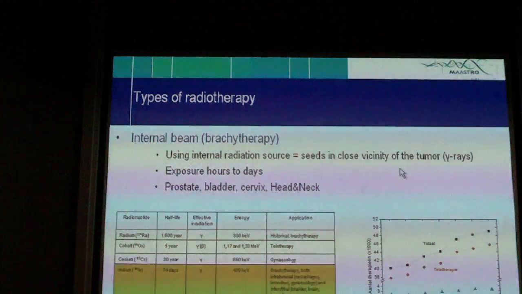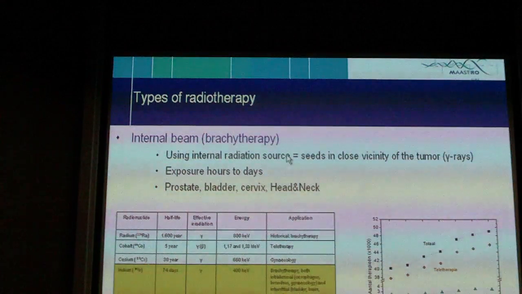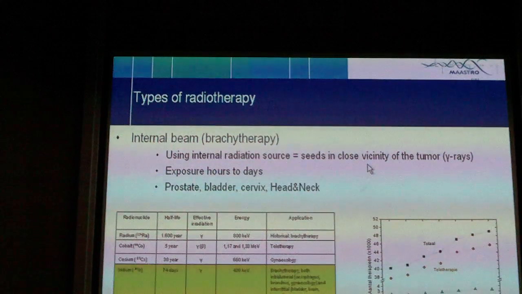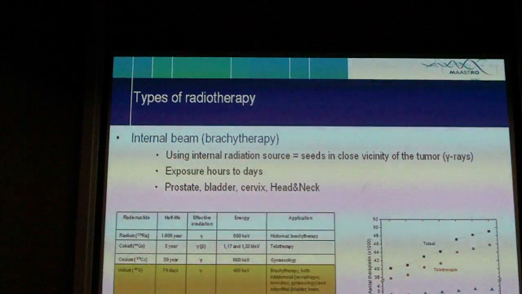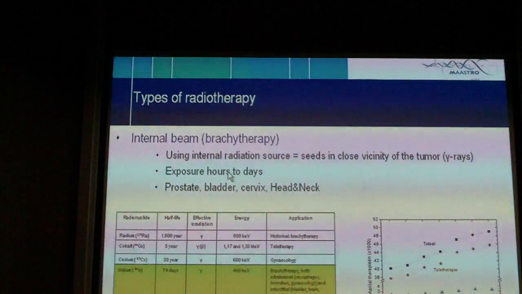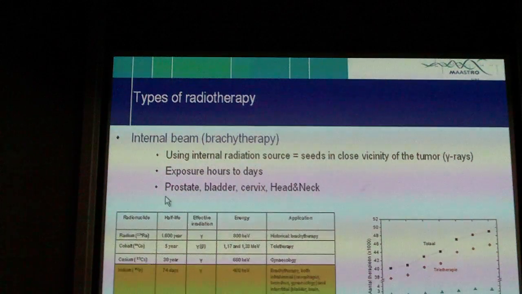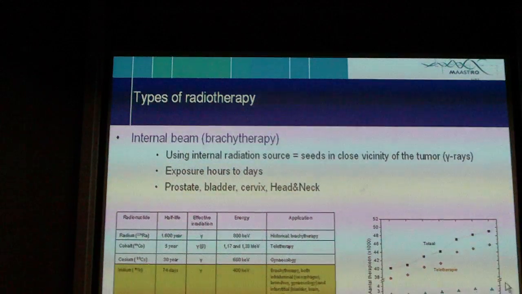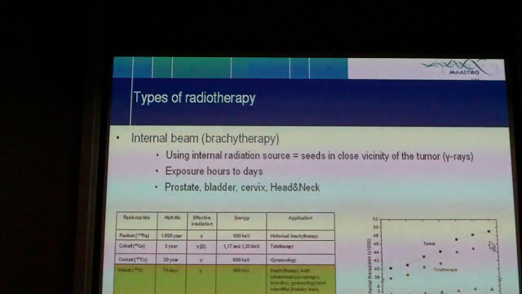The second type of radiotherapy is internal beam radiation or brachytherapy. So this uses internal radiation sources or seeds which are radioactive. Now they are placed in such a way that they are very close or even inside the tumor. And for these we use gamma rays. Exposure can be hours to days because it depends on the decay speed of the radioactive isotope itself. And it's mainly used for prostate, bladder, cervix cancer, but can also be used for head and neck. And you also see that over the last years the number of patients treated with brachytherapy is increasing.